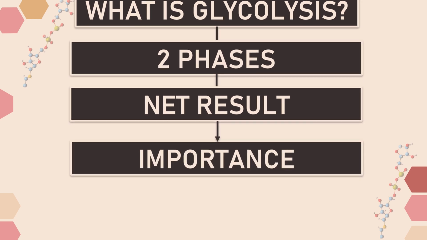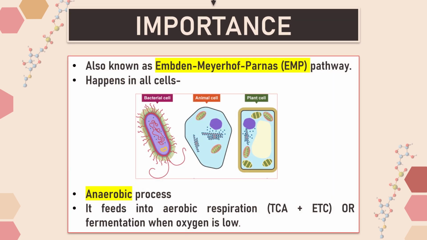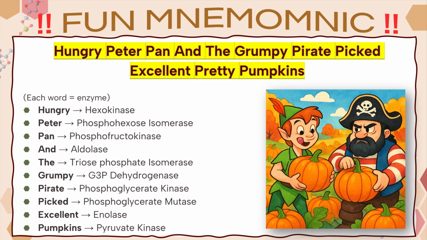The glycolysis pathway is also known as the Embden-Meyerhof-Parnas pathway. It happens in all cells, whether it be bacterial, animal, or plant. It is an anaerobic process, meaning it does not require oxygen, but it feeds into aerobic respiration or fermentation when oxygen is low. Well, that is why this pathway is important.